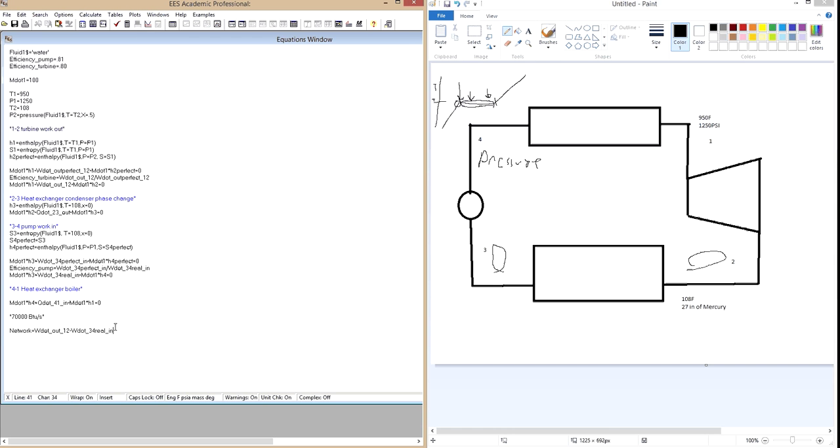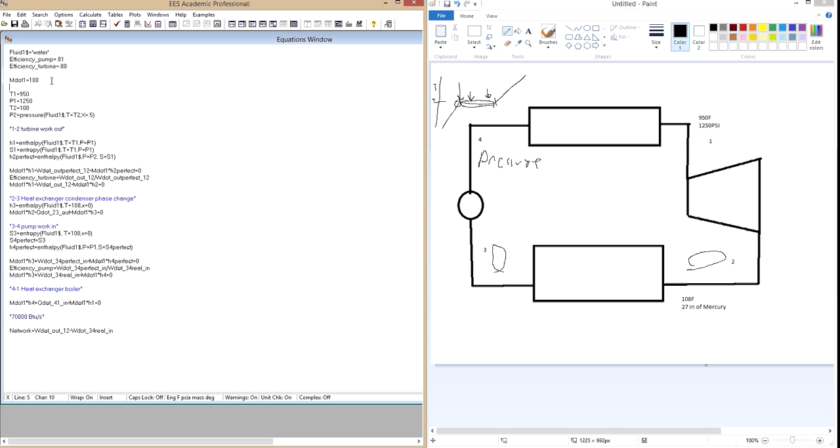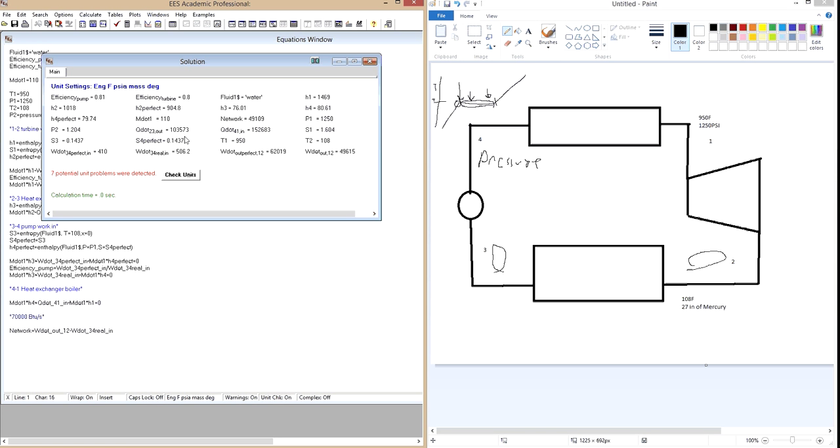Minus this. Now I can find out how much network I made. Network, 44,000. Well, that's not 70,000, and the project needs 70,000, so our M dot is wrong. Now I could say, let's just change M dot to 110. Run. Oh, our network is still not quite there.